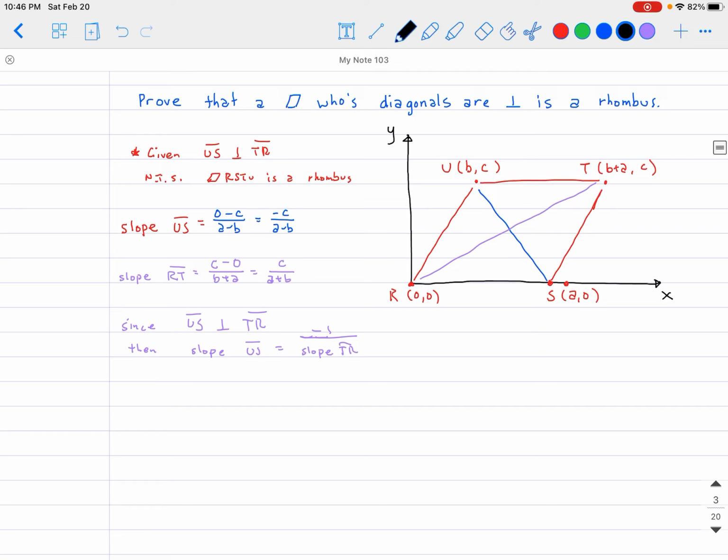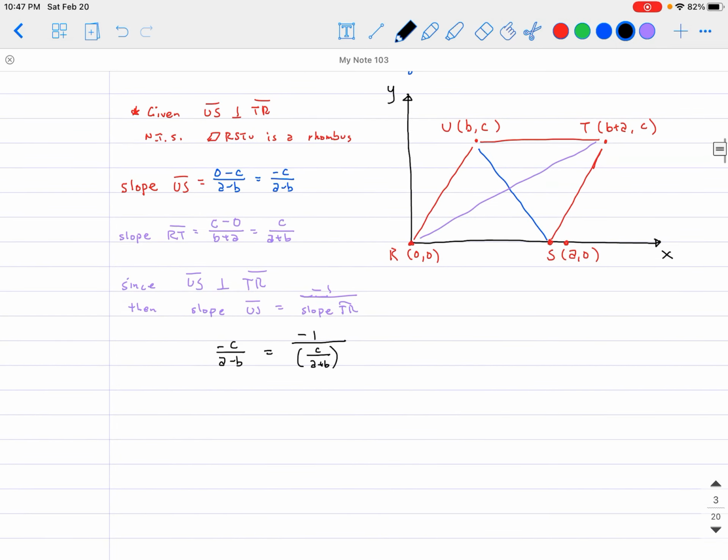The slope of US is going to be negative C divided by A minus B. And then for the other part, I also have the negative of 1 over the slope of TR. The slope of TR is going to be C divided by A plus B. And at this point, we're going to have to play around with the algebra a little bit just to see what happens. That happens quite often. All right, so let's see.